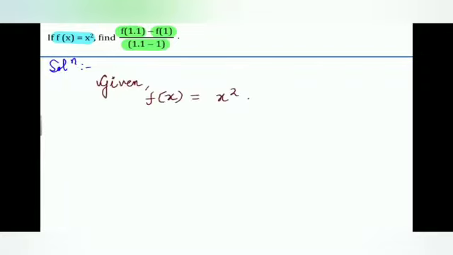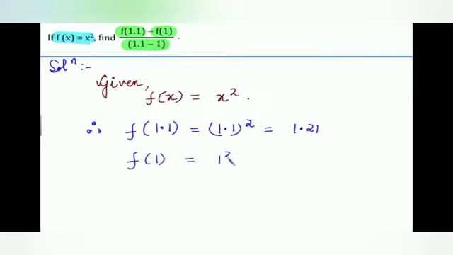Now move to question number 2. If f of x is equal to x square, find (f of 1.1 minus f of 1) divided by (1.1 minus 1). Here f of x is equal to x square is given. So first of all you have to find f of 1.1 and f of 1. So f of 1.1 is equal to 1.1 square. Put 1.1 in place of x, so 1.1 square is equal to 1.21. Now f of 1, put 1 in place of x, so 1 square is equal to 1.